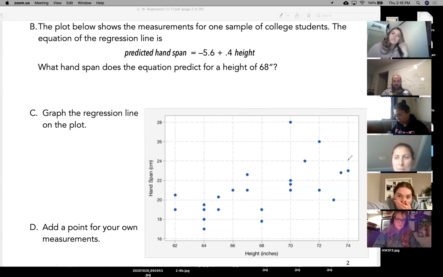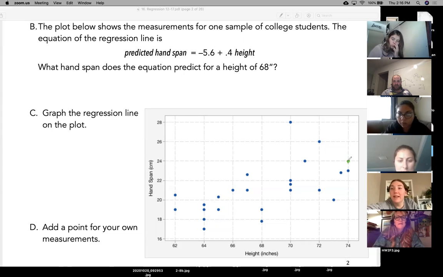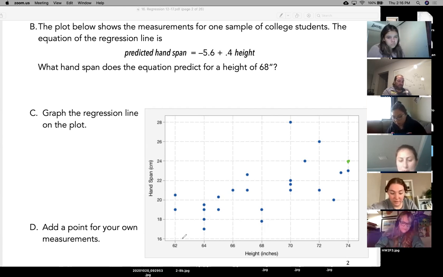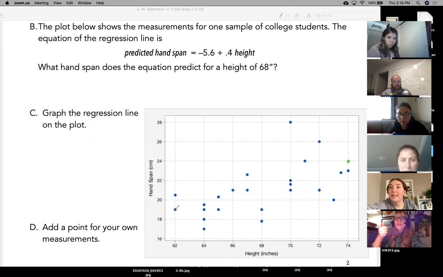I get 24. That's not what I got. But -5.6 plus 0.4 times 74. You've got to do the multiplication. 29.6. I got that. Okay, you're right. Now let's plug in another number like 62. 19.2, which is about here or so.